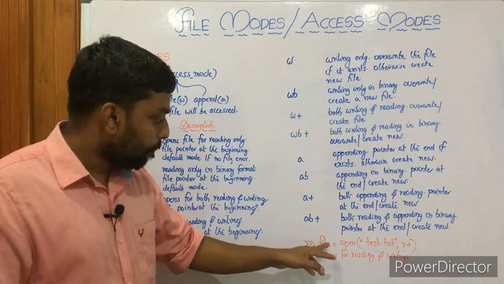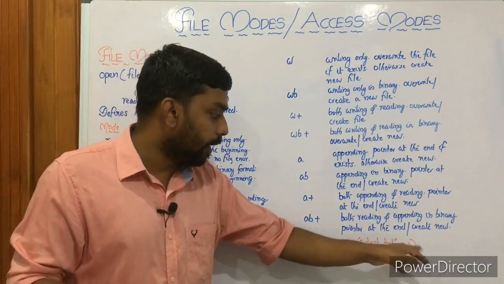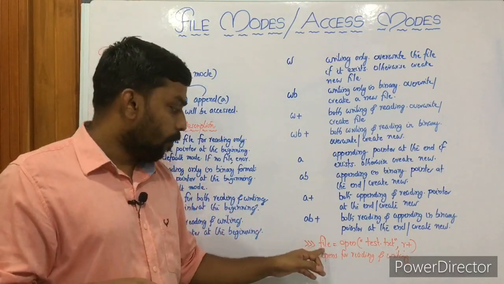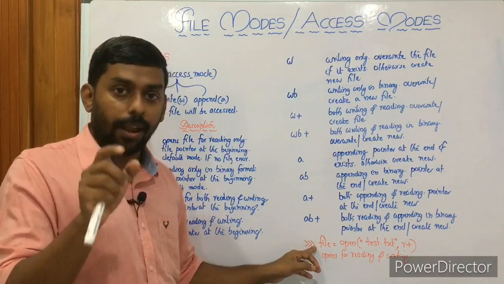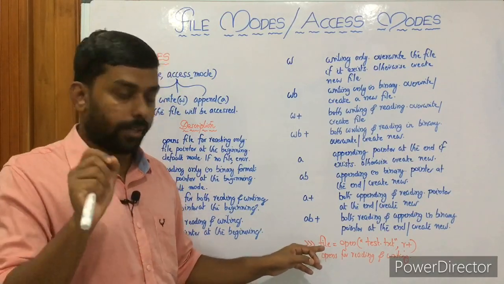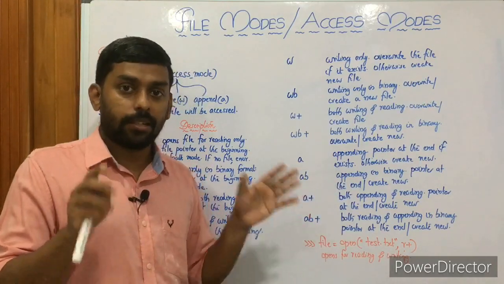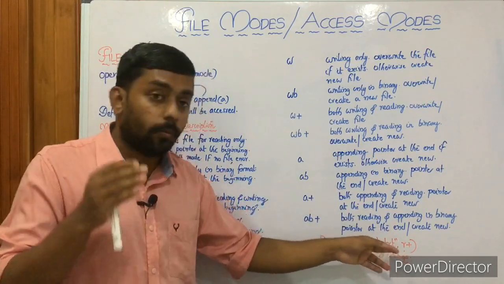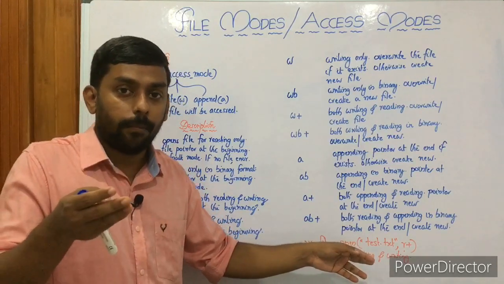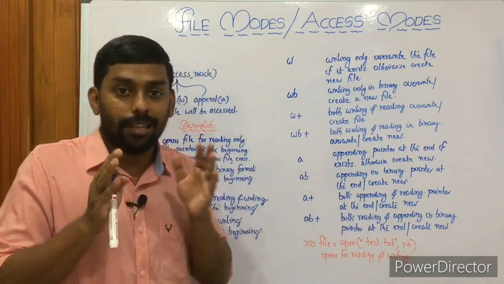Let's have an example. file = open('test.txt', 'r+'). What is file? It's a file handle, or file variable, or file object. Then open is a function. Then test.txt is the file to be opened. And what is the purpose of opening the file? That is what r plus gives us.